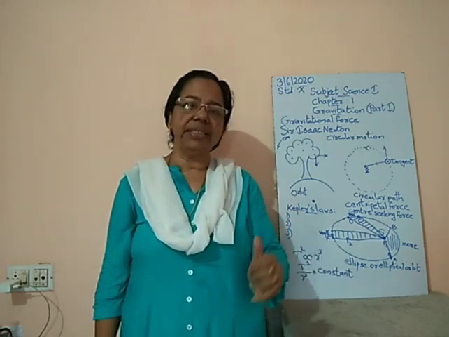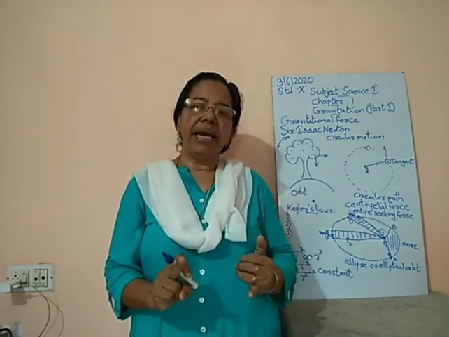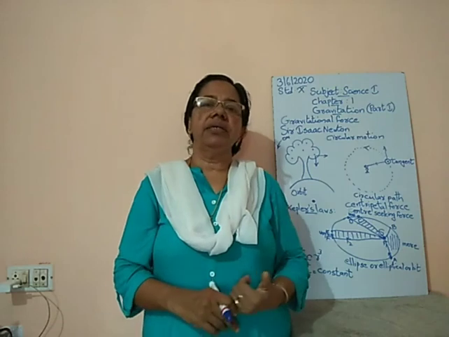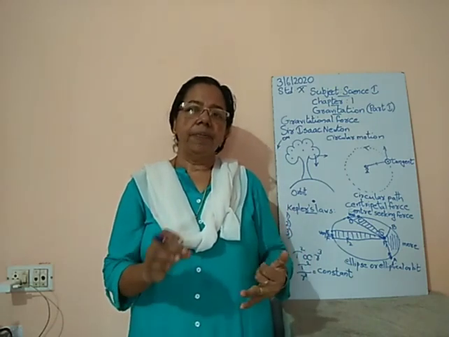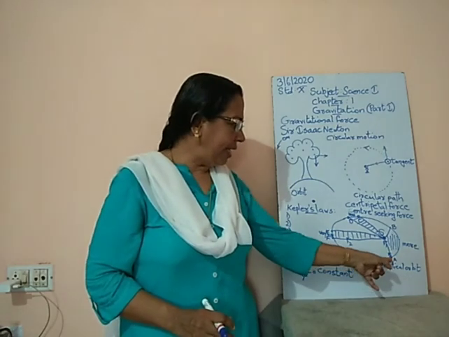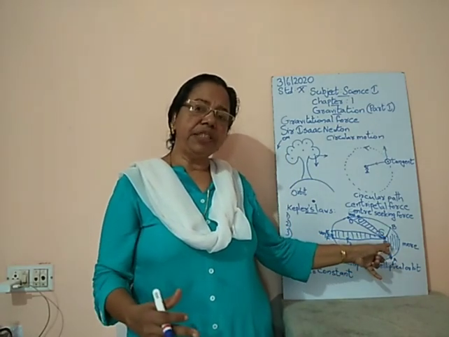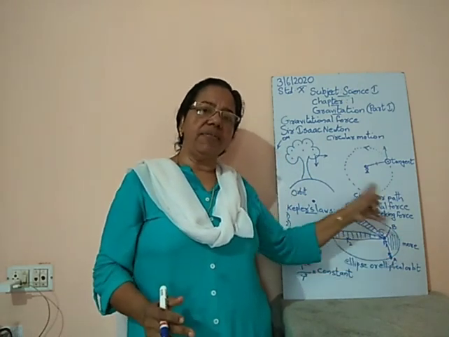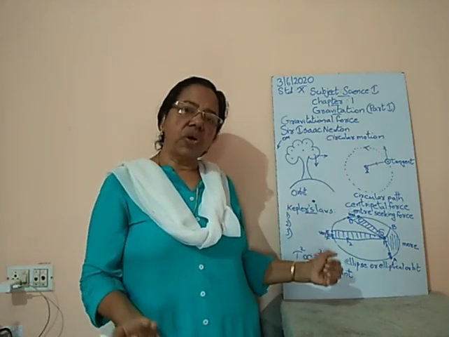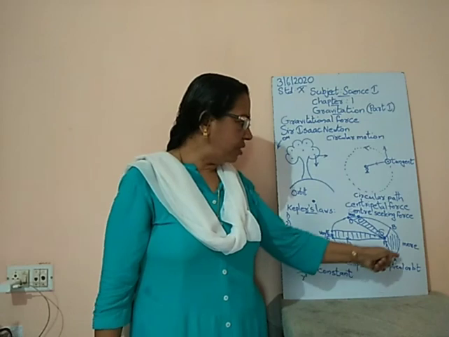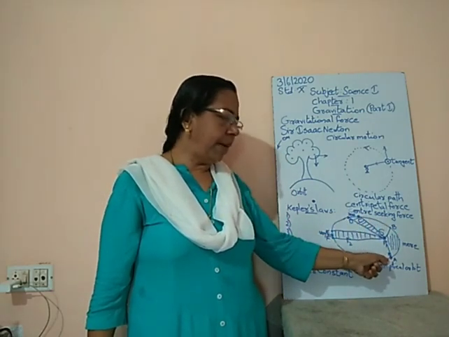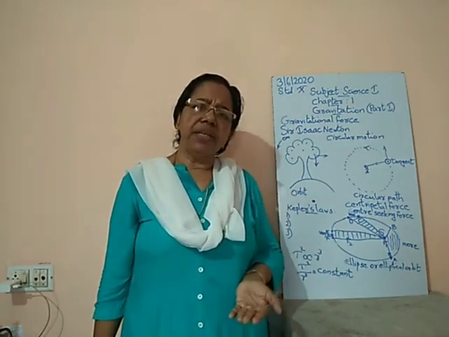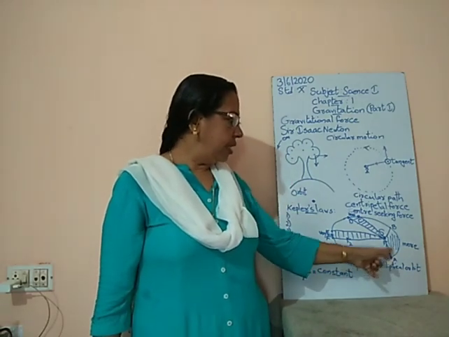So once again, three laws we studied. First law: the orbit of the planet is an ellipse with the Sun at one of its foci. Second: the line joining the planet to the Sun sweeps equal areas in equal intervals of time. Third: the square of the period of revolution around the Sun by a planet is directly proportional to the cube of the mean distance of the planet to the Sun.